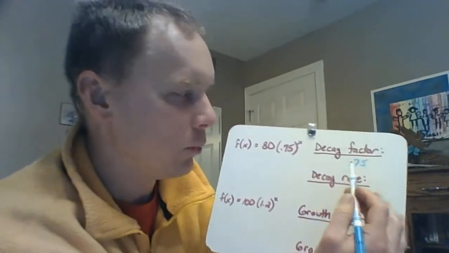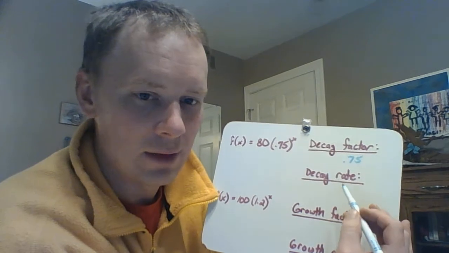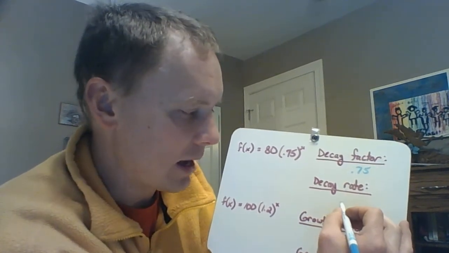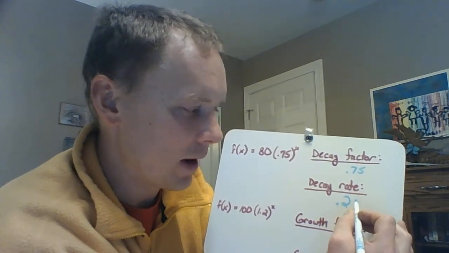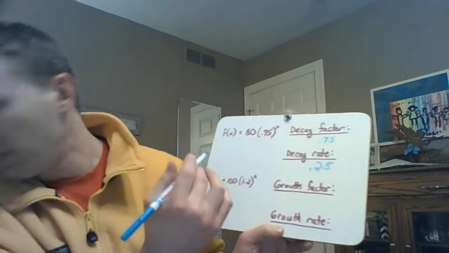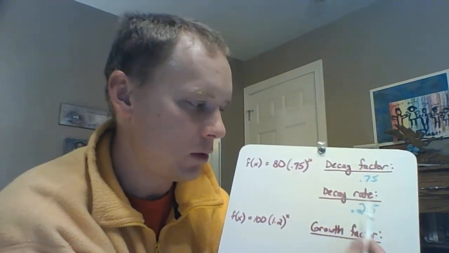So we already knew the decay factor, 0.75. The decay rate now simply is, I'm just going to write down what the decay rate is. It's 0.25. Basically, you're looking at the difference you are away from 1, telling you what that rate is.